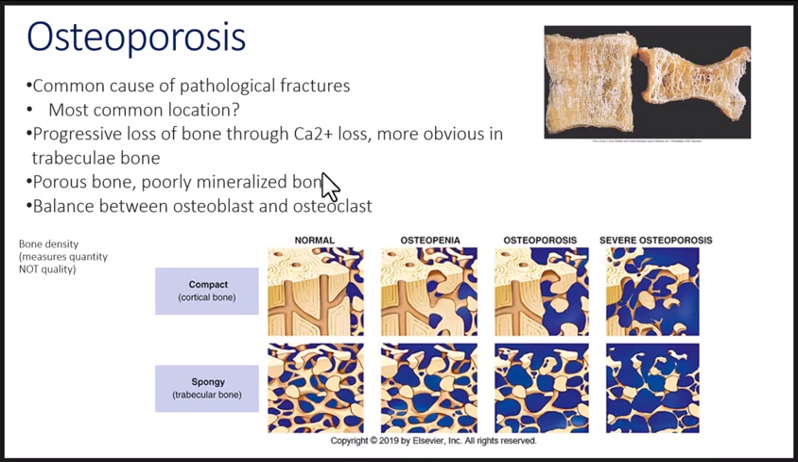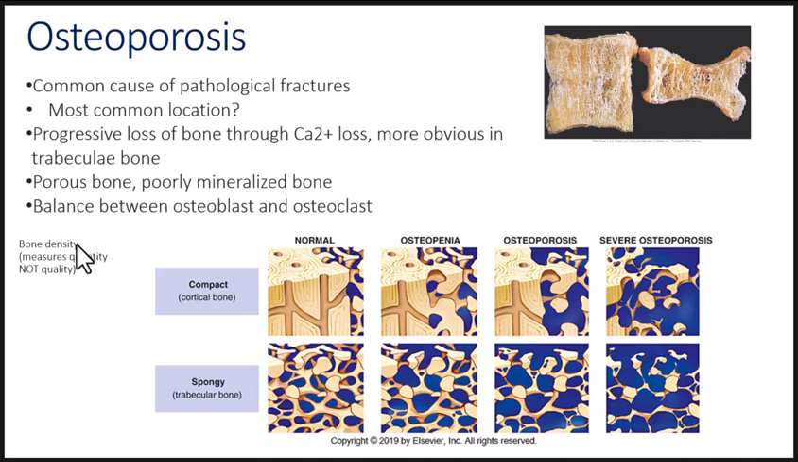Now, this progressive loss in bone is going to be more obvious in trabecular bone, that spongy bone that already has that spongy looking appearance compared to compact bone. We know also that there's going to be this imbalance between osteoblast and osteoclast activity. We want them to be balanced. We want to break down the same amount of bone as we are replacing. But what happens with osteoporosis is we have more breaking of bone than we do building of bone.